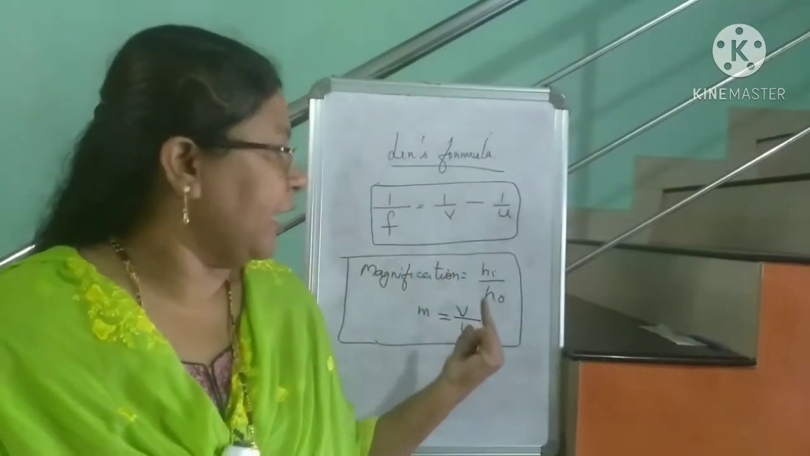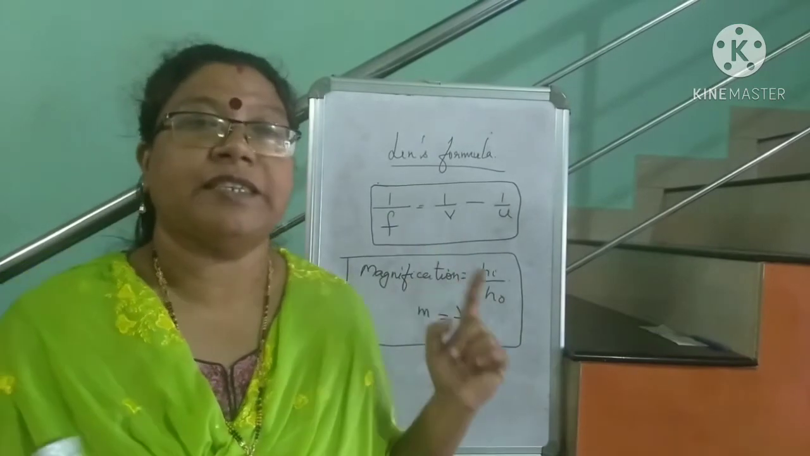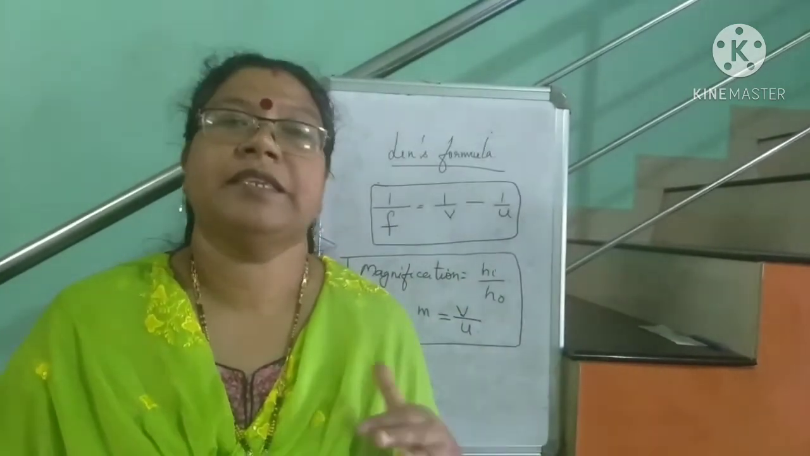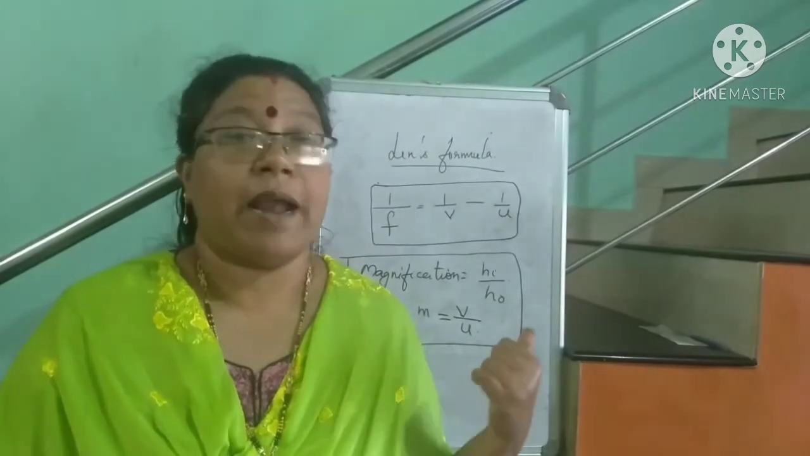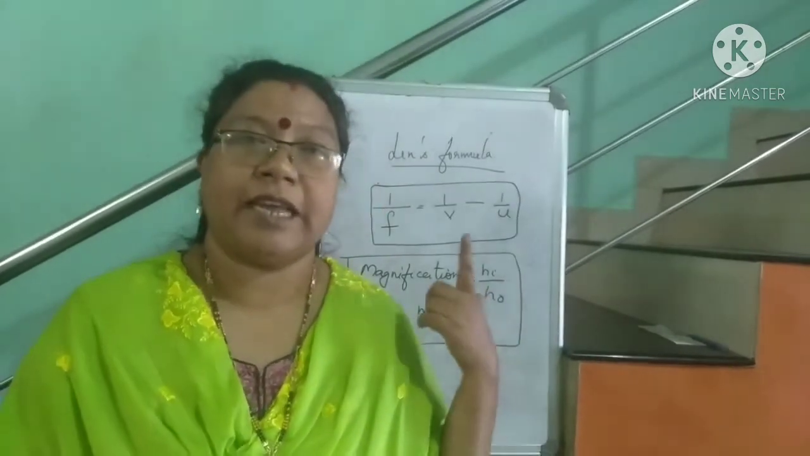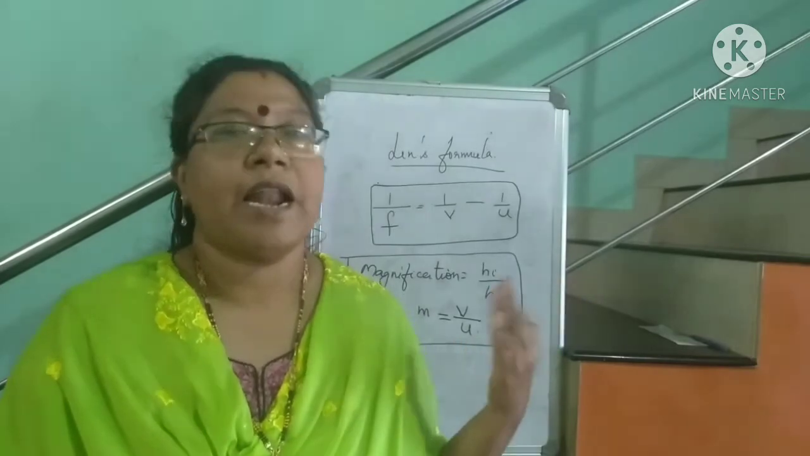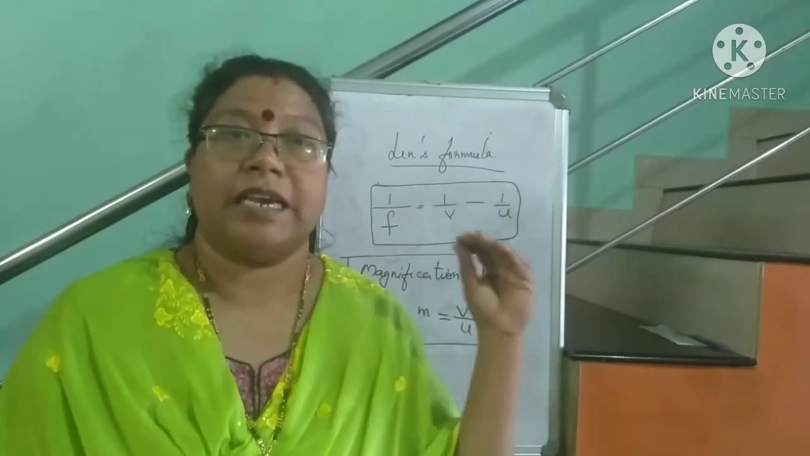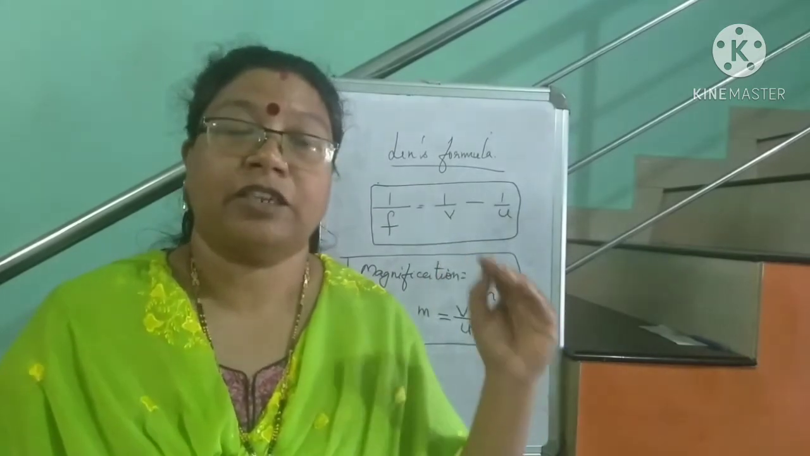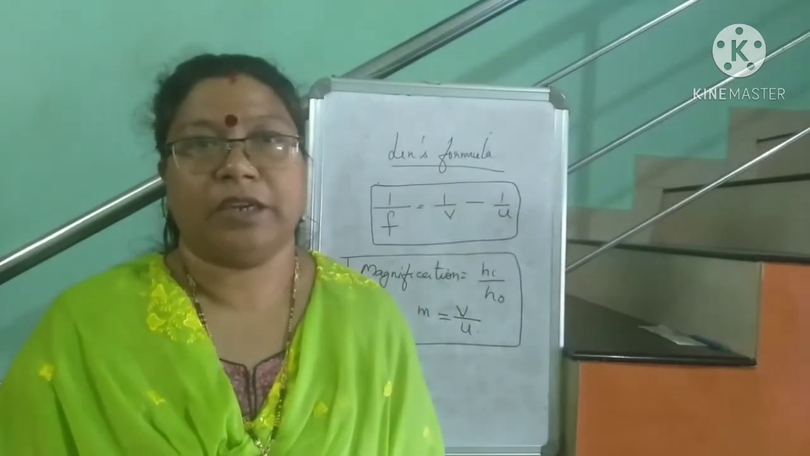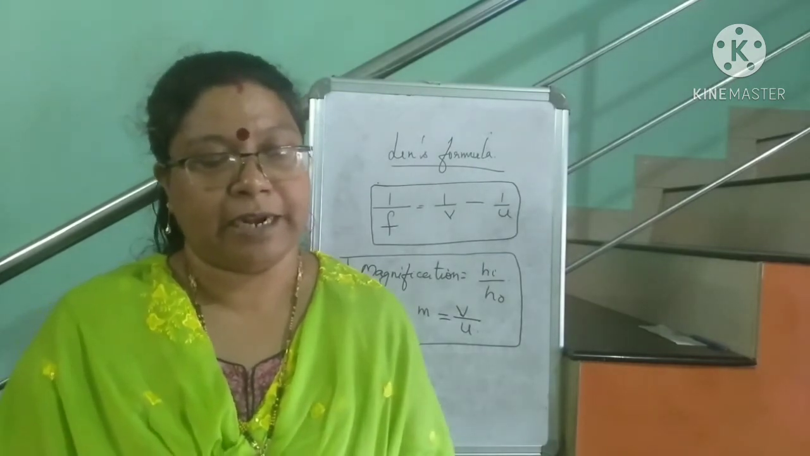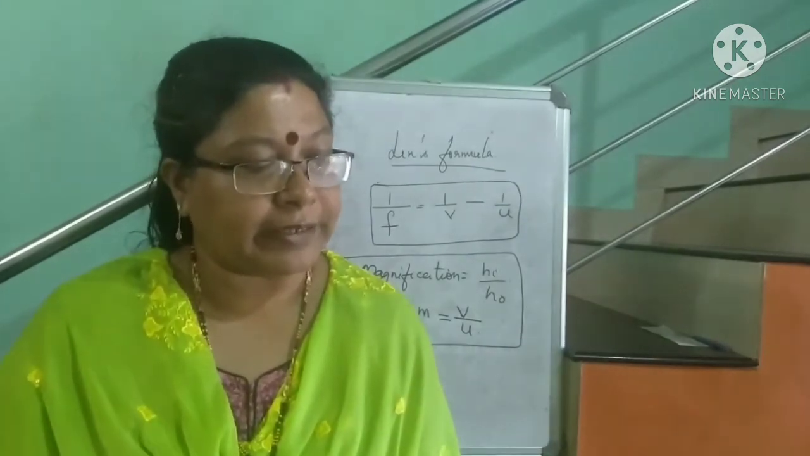If the magnification is negative, then it is a real image. Real means it is an inverted image. Magnification negative means it is a real inverted image. And if magnification is positive, it is an erect virtual image. Understood?